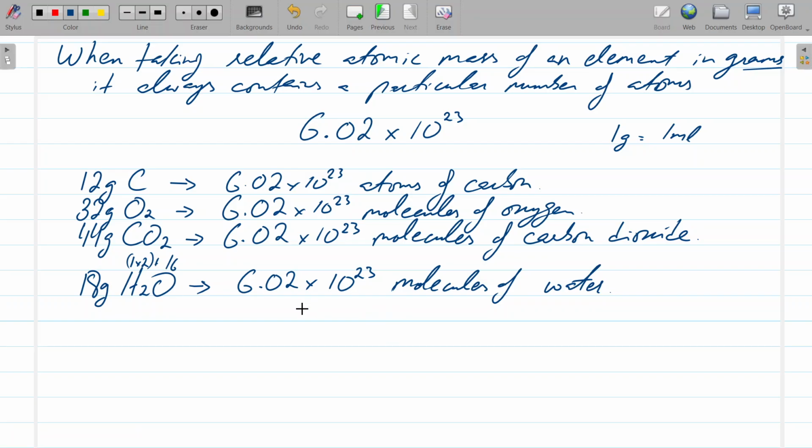Does this make sense now? Yes. Right? Now, to put things into perspective, let's find the mass of a single atom of carbon, just like we did for sulfur. To find the mass of a single atom of carbon, when 12 grams has 6.02 into 10 to the power 23 atoms, one carbon atom is 12 divided by 6.02 into 10 to the power 23.